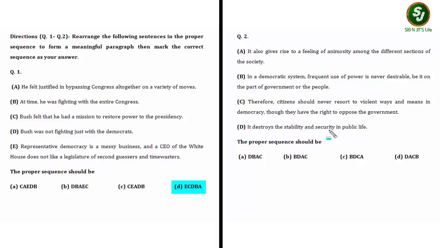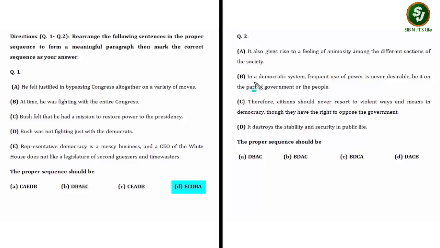Then, it destroys the stability and security in public life. It, what it is not defined, so D also cannot be the first statement. So the first statement will definitely be B. Let's now check out the options where B is written first. So option A and D are directly struck off. We are left with two options, option B and option C, where the first statement is B. Now from these options we can try to find the sequence. In this option it is B, D, and in this also after B, D should come. So definitely statement number 2 will be D.